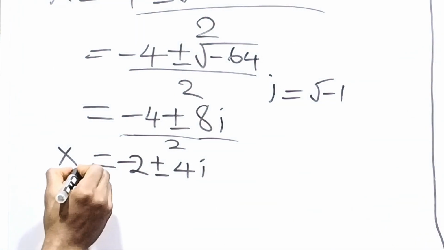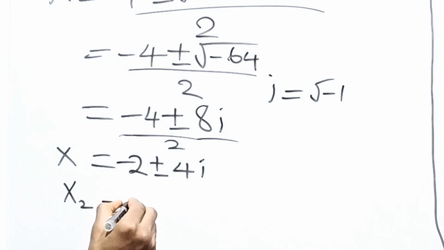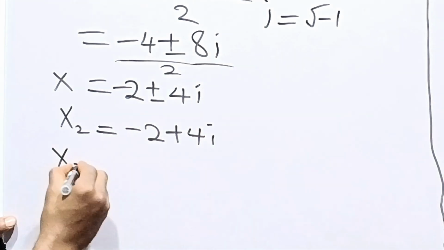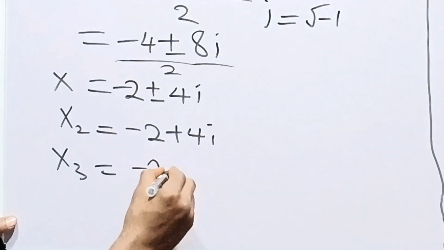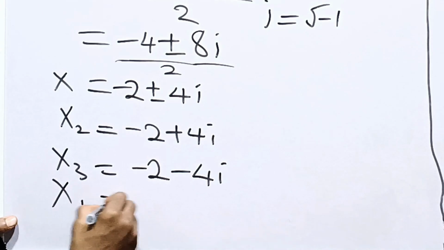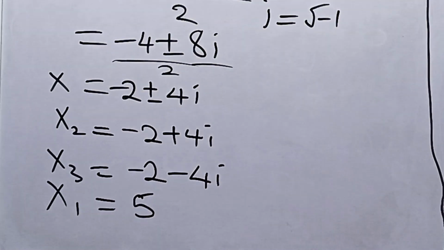Now it means that our x2 is equal to negative 2 plus 4i, and our x3 is equal to negative 2 minus 4i, whilst our x1 was equal to what? 5. So these are the three answers for x in this equation.